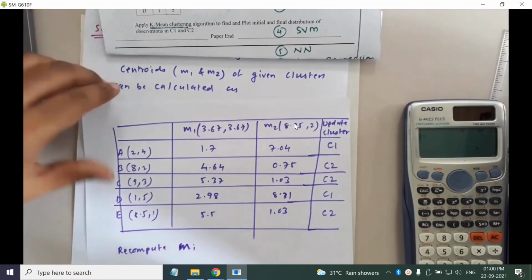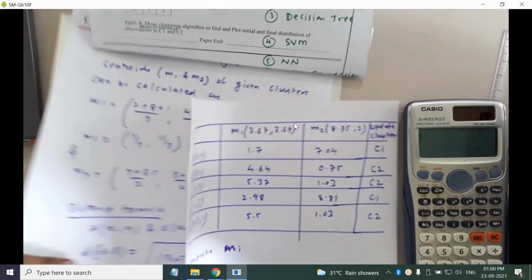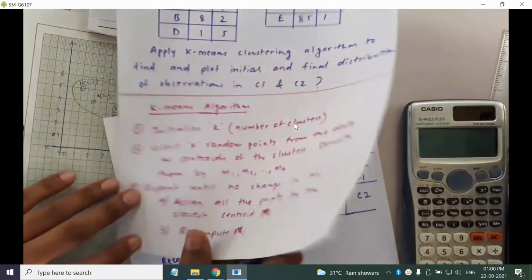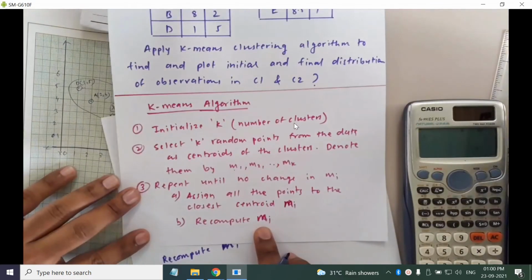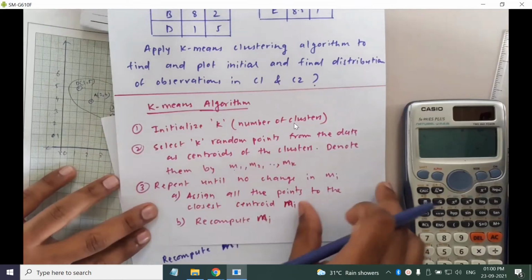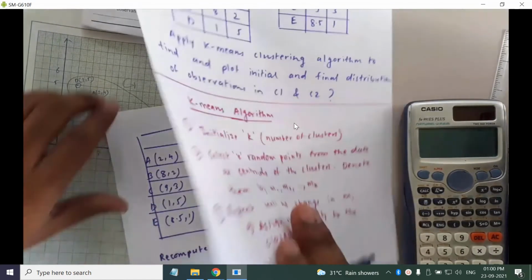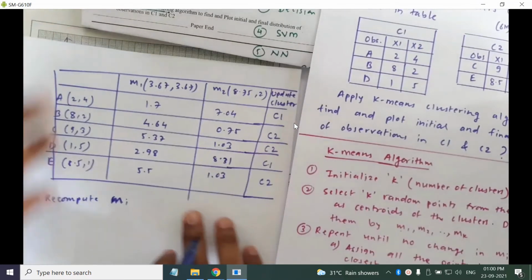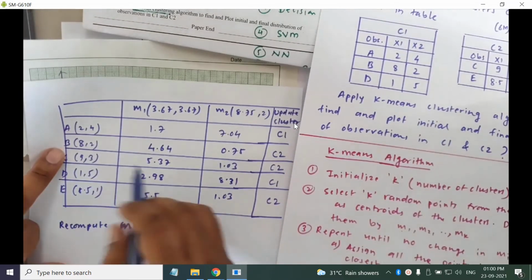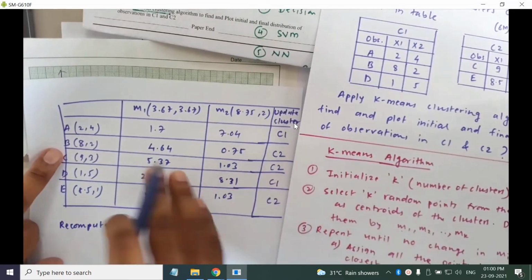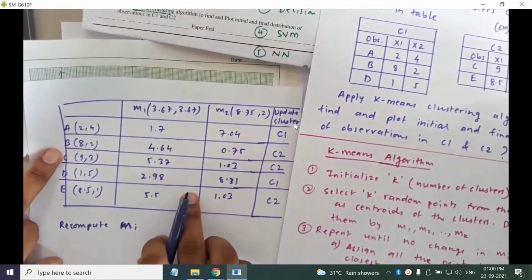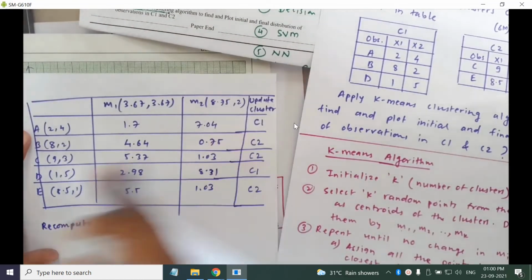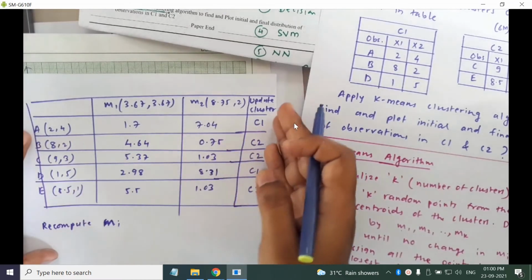Okay, that is our step number 2 in the iteration: recompute mi, assign all the points to the closest centroid. We have done this with the help of a table. Based on the closest, we needed distances, so that's why we calculated the distance, and we assigned the points to the closest clusters.